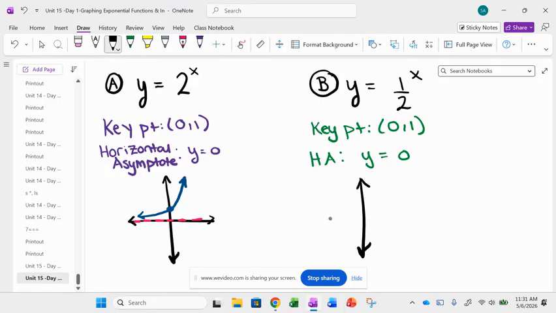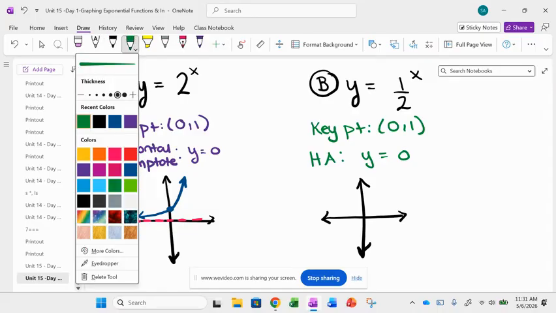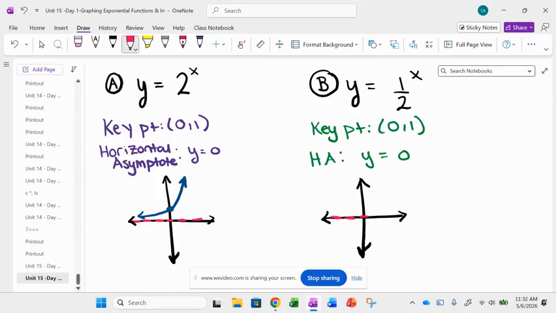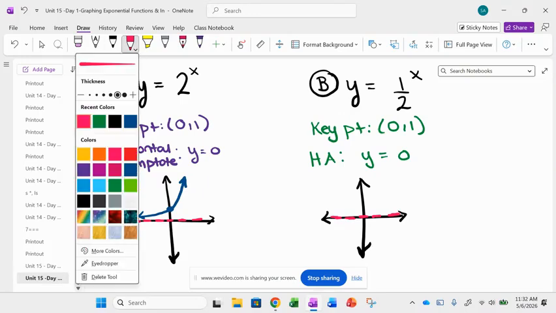Wait, can you explain this thing? So for the parent graph, the key point is always (0, 1), because in our basic format of an exponential, it's some base raised to a variable exponent. So no matter what our base is, if I raise it to the 0 power, it's always going to output 1. So that's why it's our key point, because we can change the base to any number and it's still going to output a 1 when we input 0 for x. Okay, so horizontal asymptote at y equals 0, key point at (0, 1).